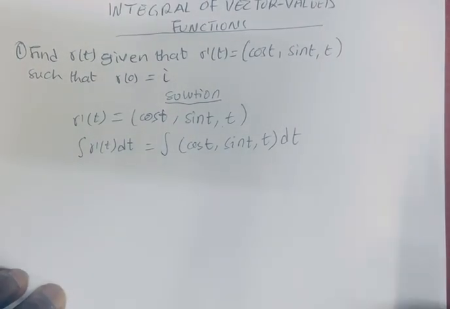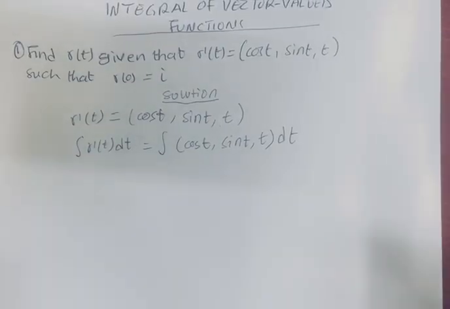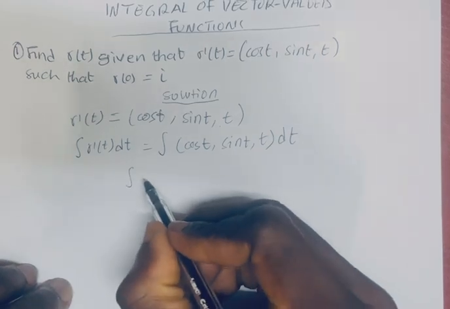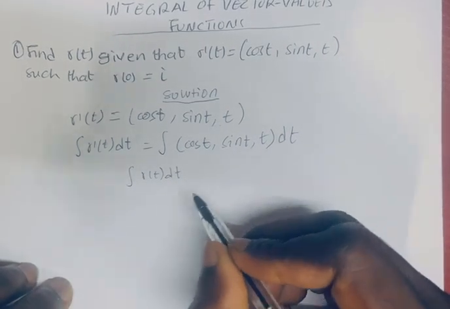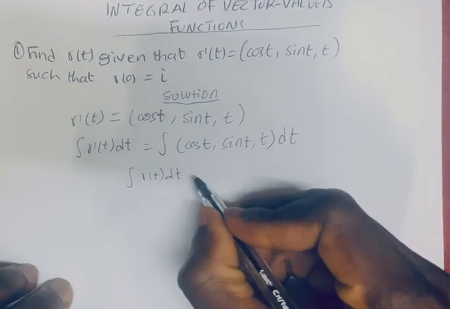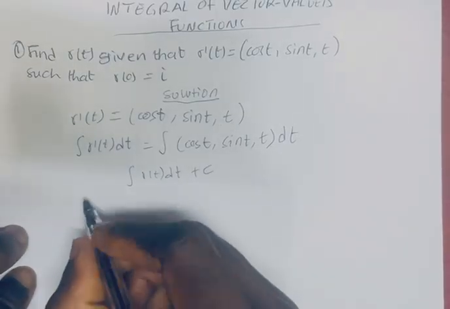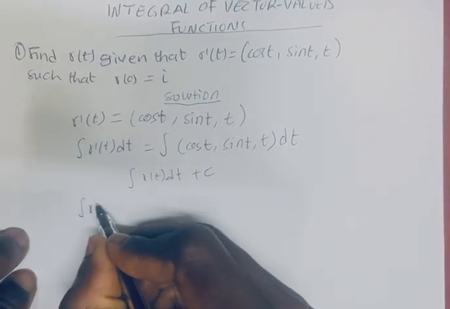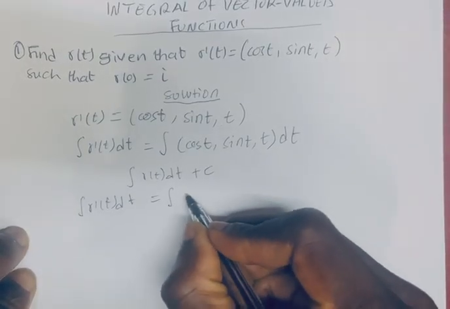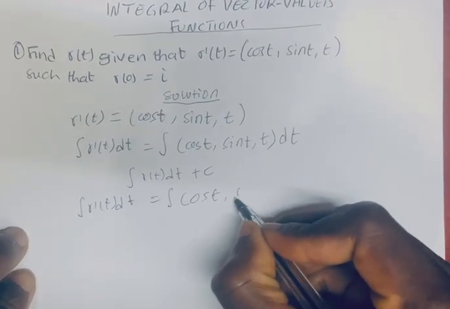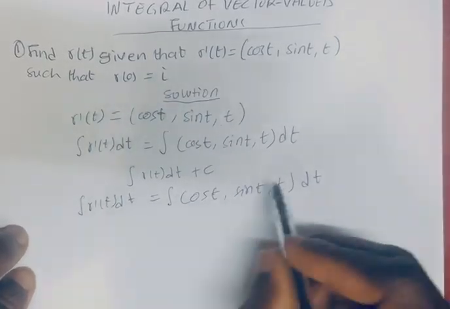So here I want to make it clear to you. I know you've been taught from your pre-calculus that whenever you take an indefinite integral of a function, let's say r of t dt, you must always add a constant to it, so plus c at the end. So here we are going by that. We have the indefinite integral of r prime of t dt equal to the integral of cos t, sin t, t dt. I just repeat the question again.